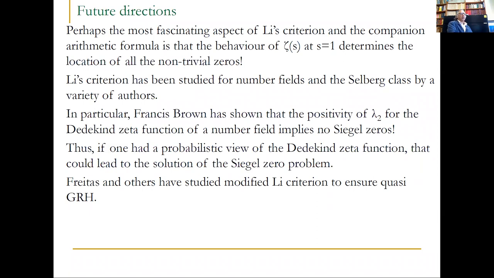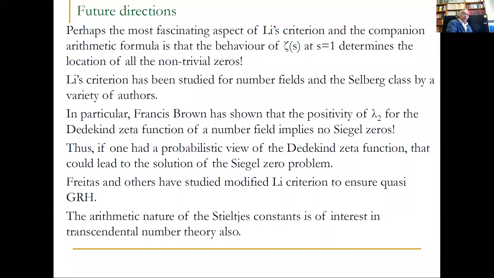Then we come to another theme. So I'm giving you some branches of research that I think are fascinating. Freitas and others have studied what's called the modified Li criterion. So if I was interested in a quasi-Riemann hypothesis, no zeros to the right of sigma, can I establish a similar criterion? And the answer is yes, you can. So the whole program of Li, as well as the program of von Mangoldt-Landau, can be transplanted to study the quasi-GRH. However, as far as I'm aware, the probabilistic interpretation of the quasi-GRH Li criteria in terms of probability theory has not been fully unraveled.